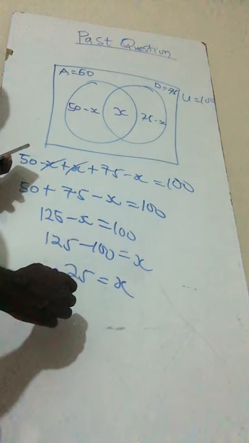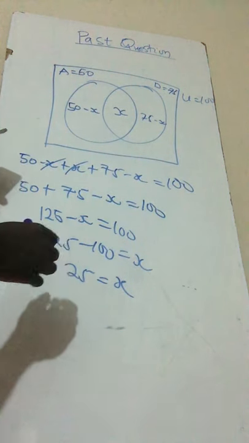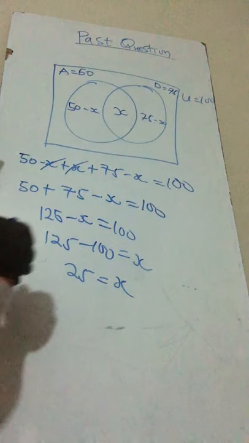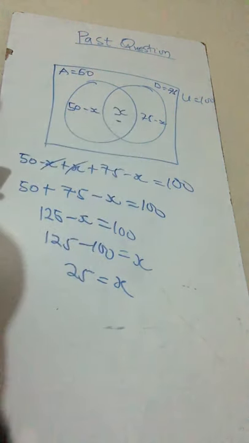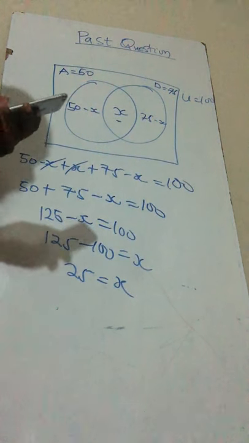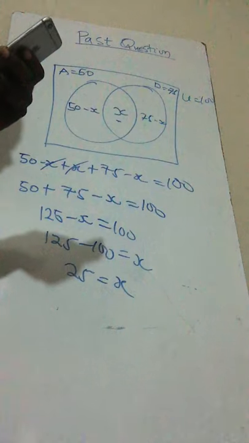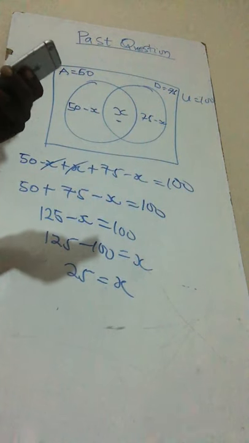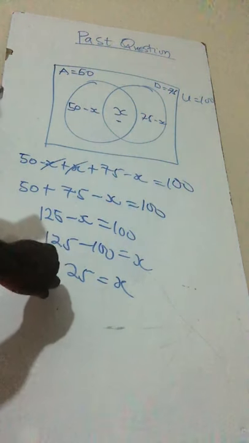So you mean that x is what? 25. So this x is here, the number of people who speak both Akan and Dangbe is 25%, and then 25% is A.